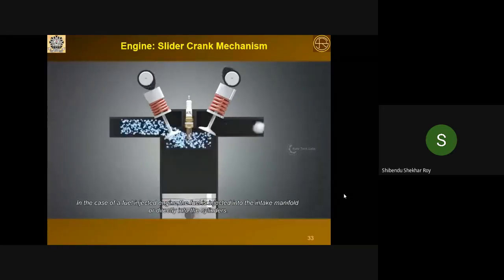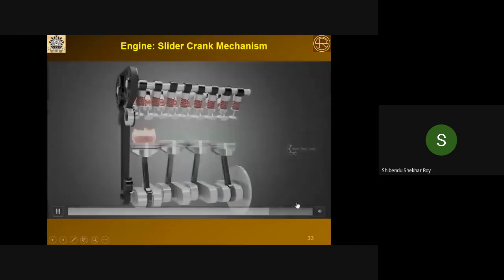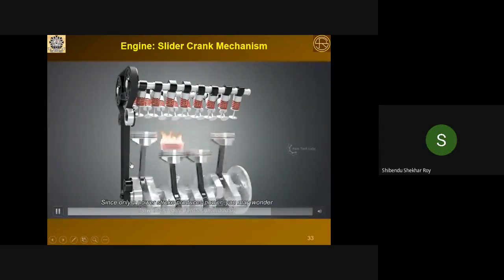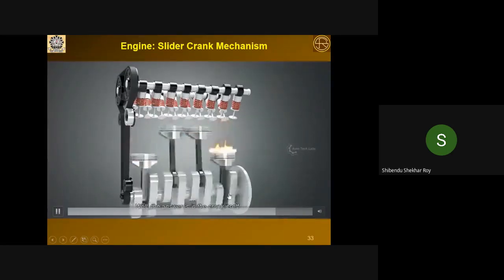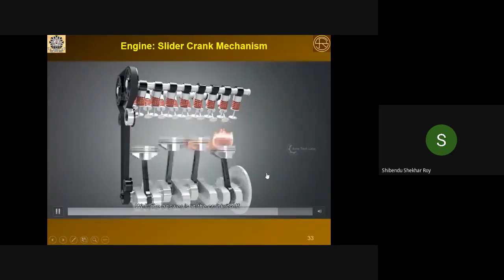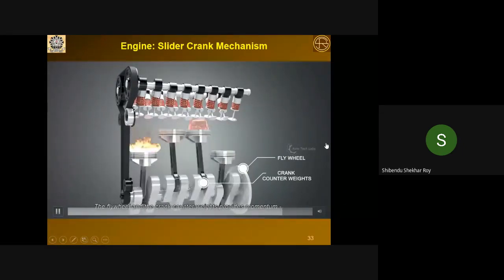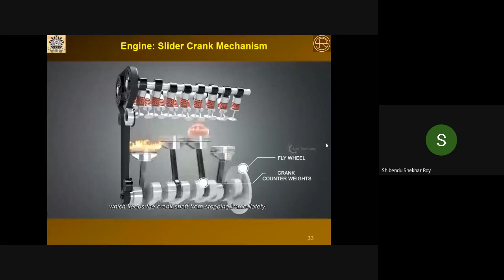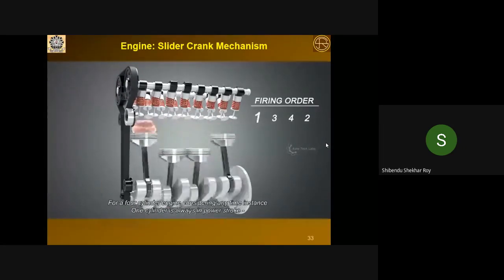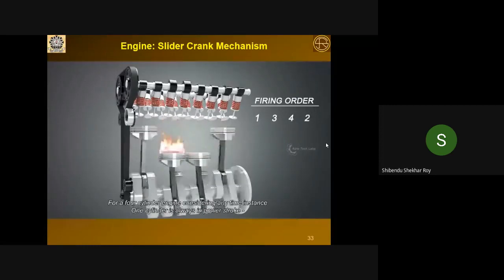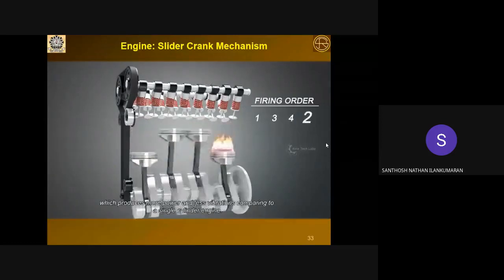So this is an example of the slider crank mechanism that I would like to show you. This one is a slider crank, this is another set of slider crank, this is the third set, the total fourth set of slider crank mechanism used in this particular animation. This is a 4-cylinder engine. Yes, sir. Inline 4.